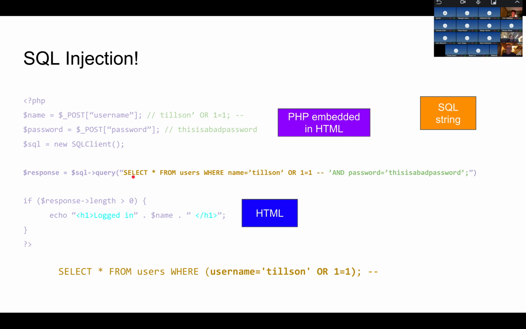And that is the vulnerability, because now if I run a SQL query that says select all from users where name is Tilson or 1 equals 1, this where clause is always true. In an or statement, only one of the things has to be true. So this is actually going to return every single row in the database. As long as there is at least one user in the database, the length is going to be greater than 0. It's going to be somewhere between 1 and whatever the maximum storage of your database is. And then it's going to just log you in.